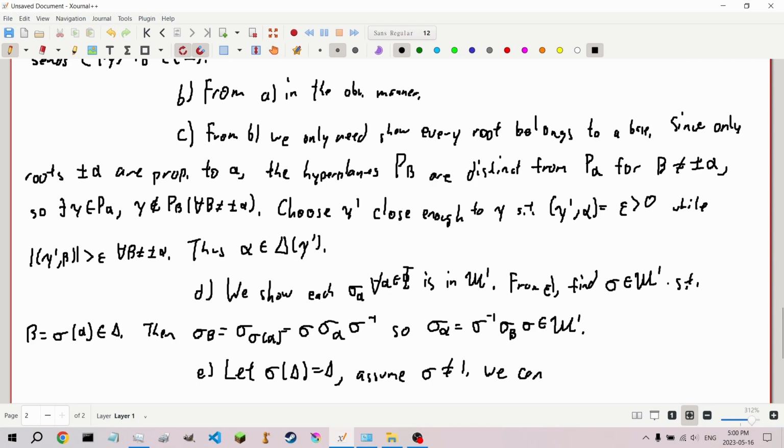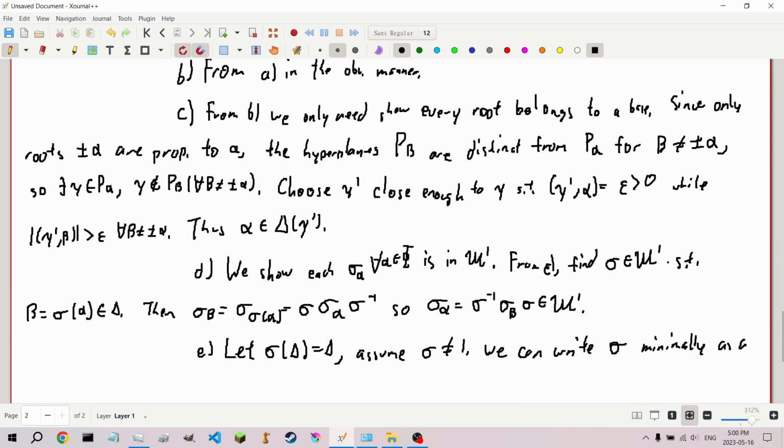Then we can write sigma minimally as a product of reflections, contradicting our third, I think, lemma, and we're done.